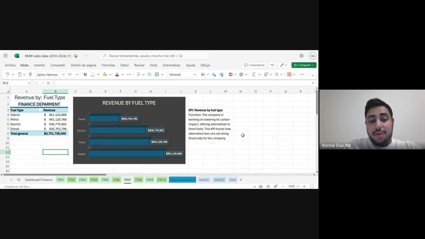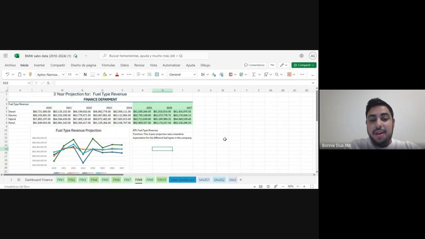we're going into the fuel type. On this revenue, the company is working on lowering its carbon impact, offering alternatives to fossil fuels. This KPI tracks how alternative car fuels are doing financially for the company. Next.